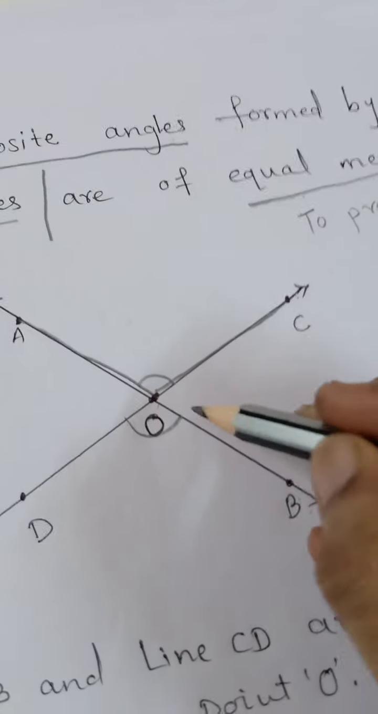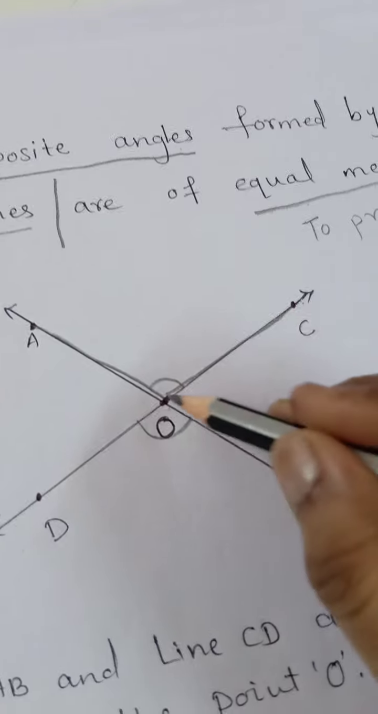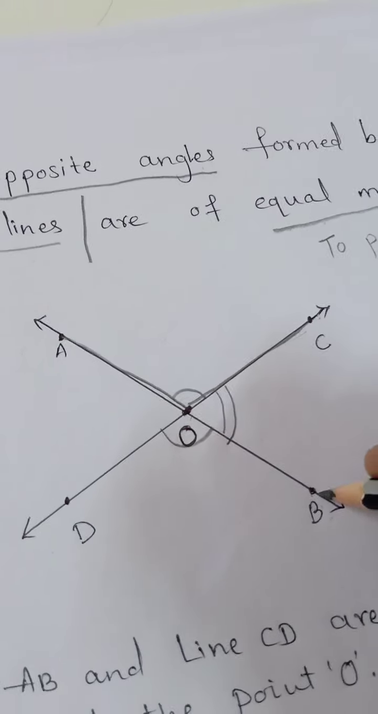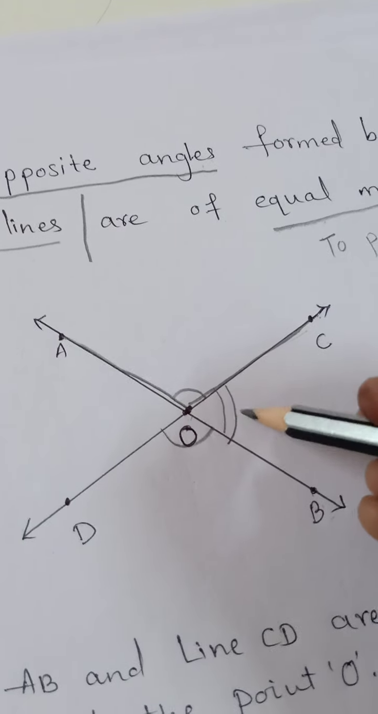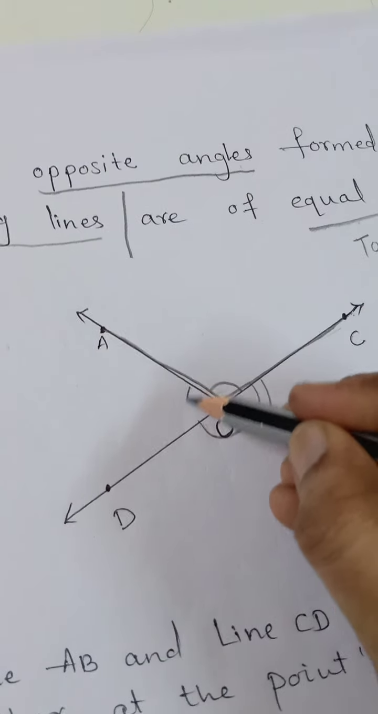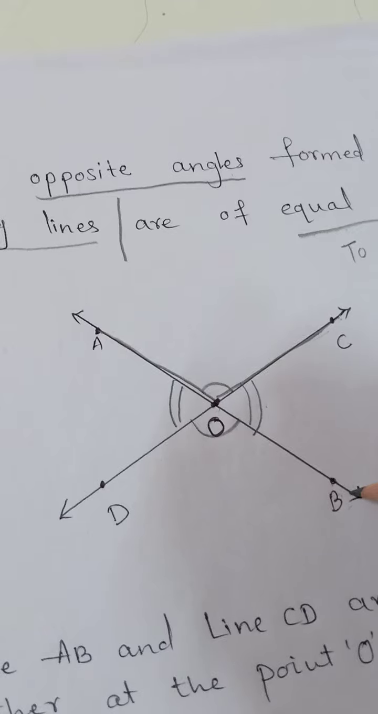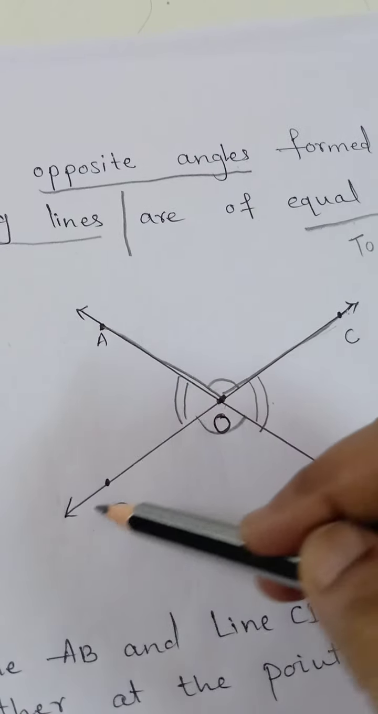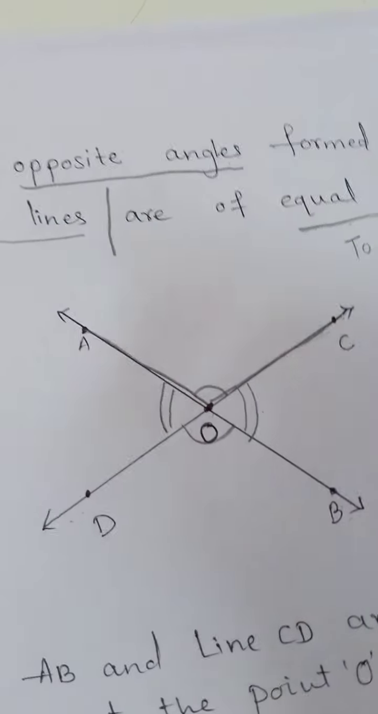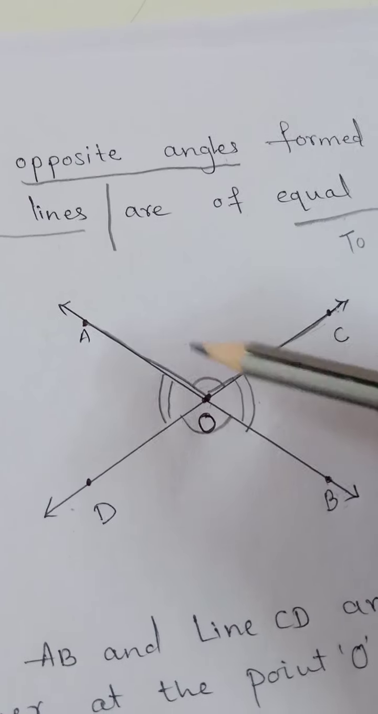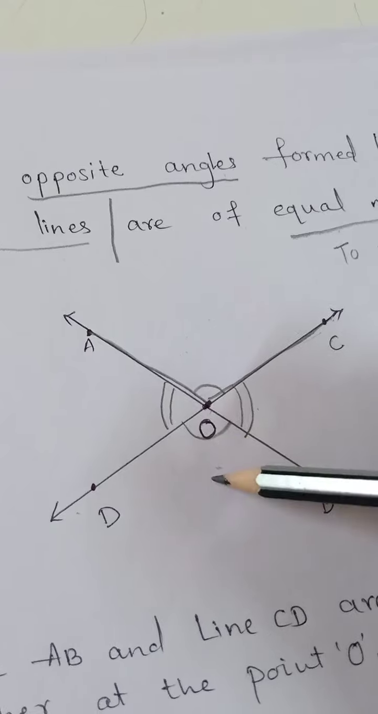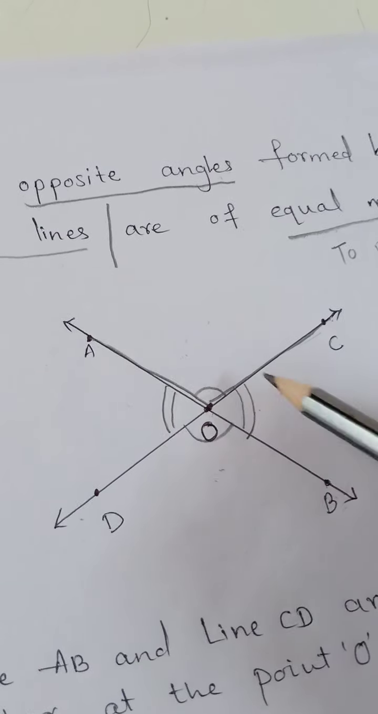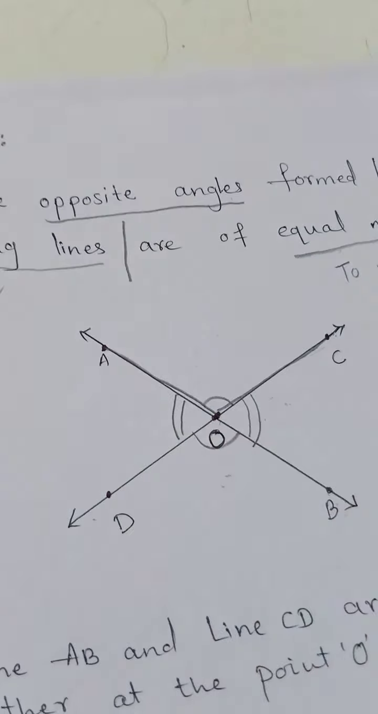If we see this angle BOC, this angle is exactly opposite of this angle. If I have started from B, here I can start from A, that is angle AOD. So this only we have to prove: angle AOC and angle BOD, these two are equal, and angle BOC and angle AOD, these two are equal. This we want to prove.